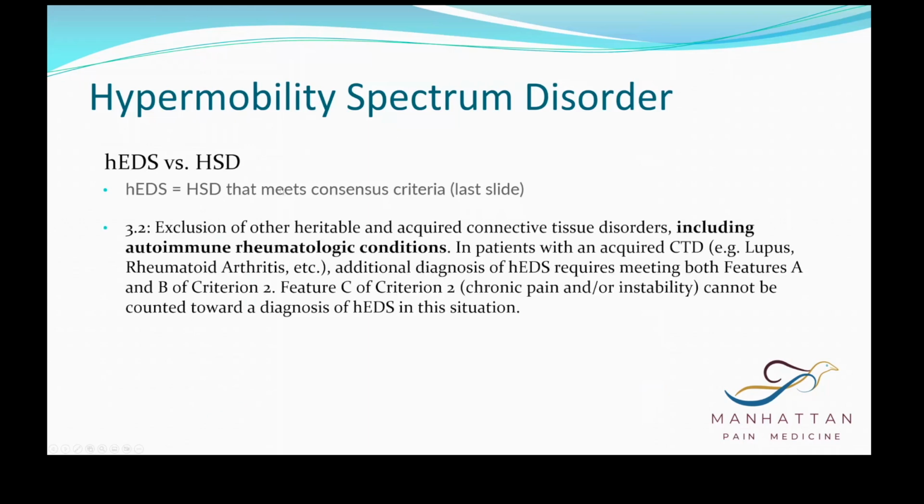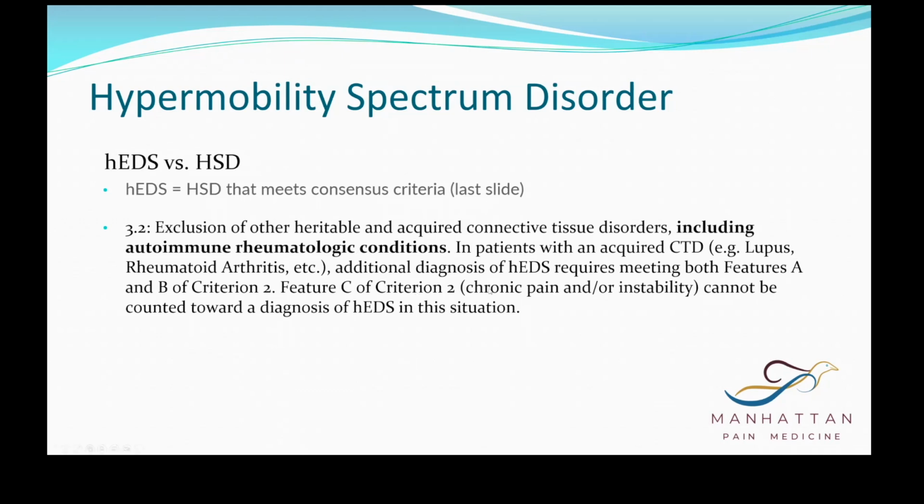And this is important because 3.2 on that form that I showed you before says exclusion of other heritable and acquired connective tissue disorders, including autoimmune rheumatologic conditions. I don't know how many of you have or know people with hypermobile EDS, but coincidentally, there seems to be quite a high confluence of autoimmune processes. And it can be quite confusing as you dig into it, because mast cell activation syndrome, which is allowed, is not considered one of these autoimmune conditions that would exclude you from having hypermobile EDS, but it does often present with other autoimmune-like processes and can be quite confusing.